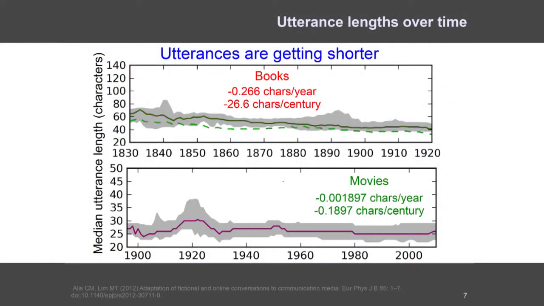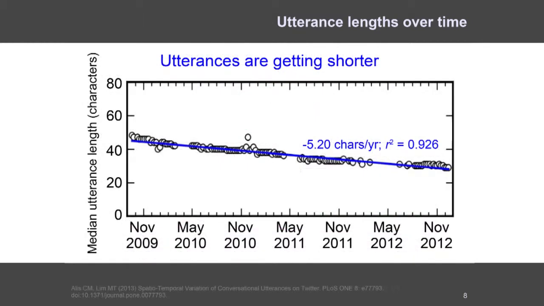What is quite surprising, at least for us, was that if we look at the utterance lengths over time, utterances are in fact getting shorter. For books and movies, this is on a scale of several centuries. But if we look at the change in utterance lengths over Twitter, over a scale of 3 years, we in fact found that utterances are getting shorter at a much faster rate. Within 3 years, tweets are in fact getting shortened by about 15 characters. Considering that there's a 140 character limit, this is significant.